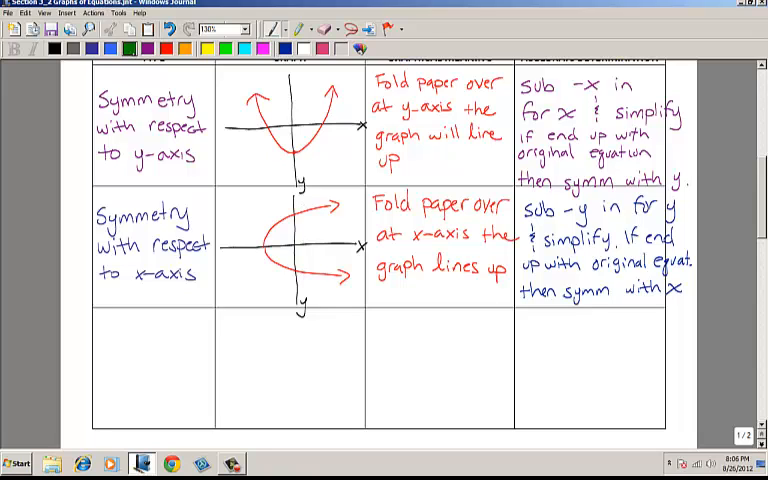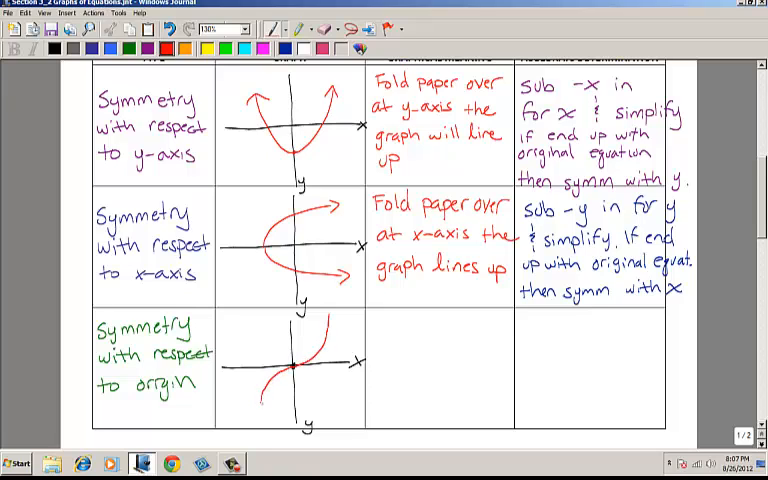The last thing that we're going to look at is symmetry with respect to the origin. Now recall the origin is where the x-axis and the y-axis meet. Right there at 0, 0. That's what we call the origin. So here's an example of a graph that is symmetric with respect to the origin.